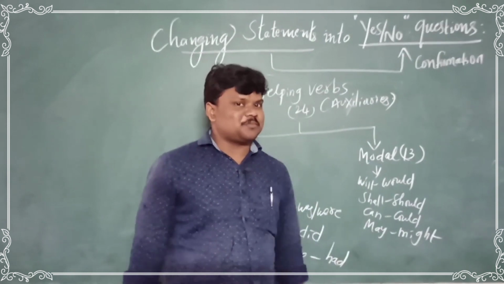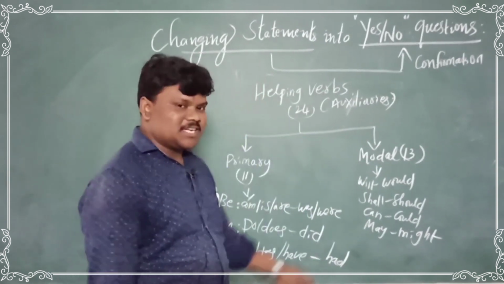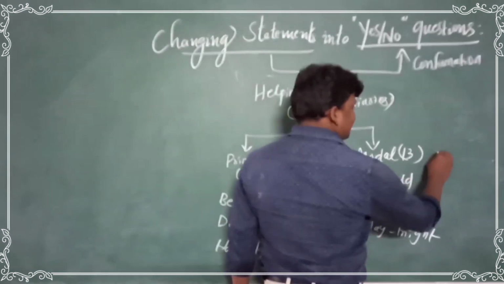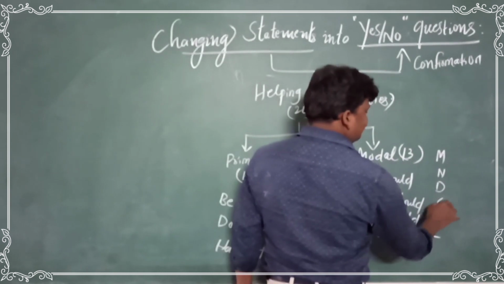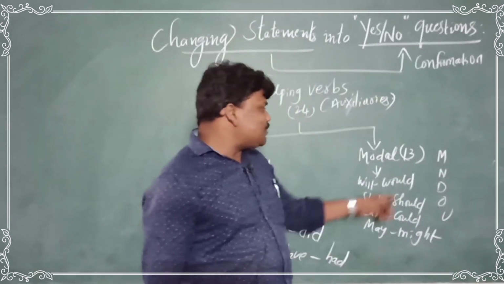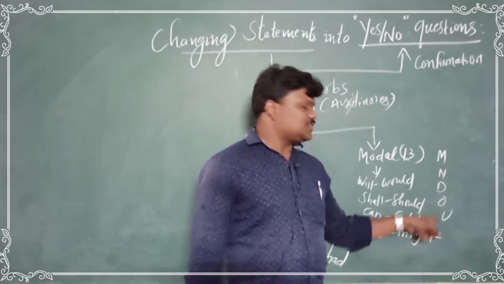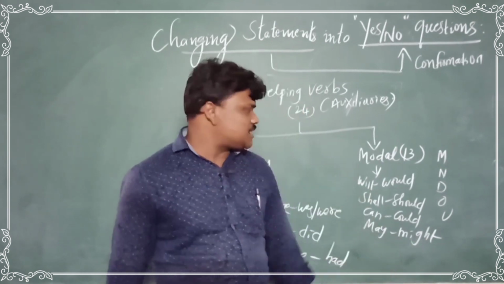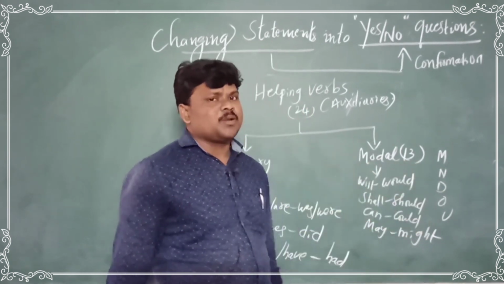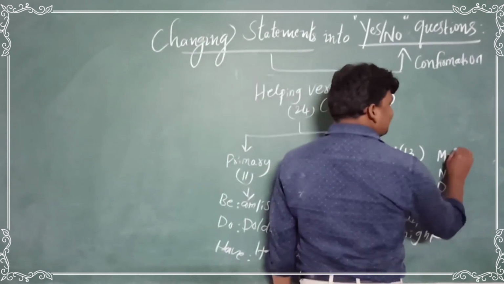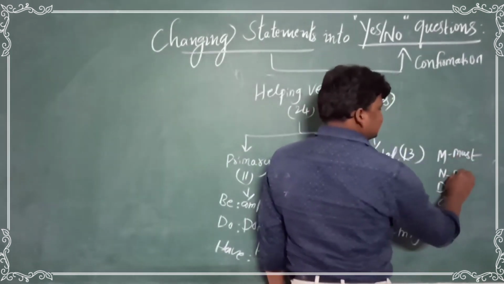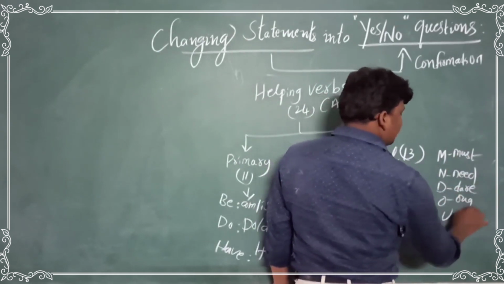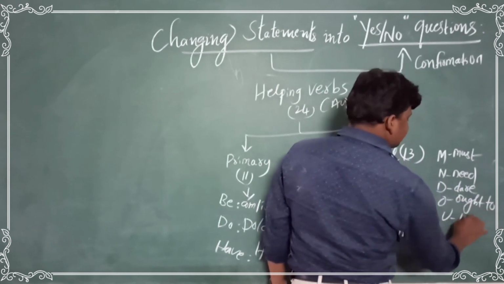What about the remaining five? Let us have a code that is easy to remember. Will, would, shall, should, can, could, may, might. And the rest five: M, N, D, O, U. Please remember this code, my dear, to remember easily. M stands for must, N stands for need, D stands for dare, O stands for ought to, U stands for used to.